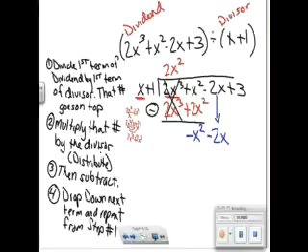and then finally, repeat step 1. What that means is, you go back to step 1, and you do it again. You divide the first term of the dividend by the first term of the divisor. You really just repeat it again.